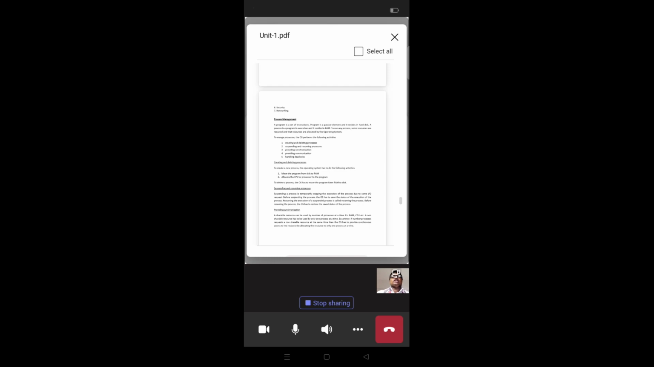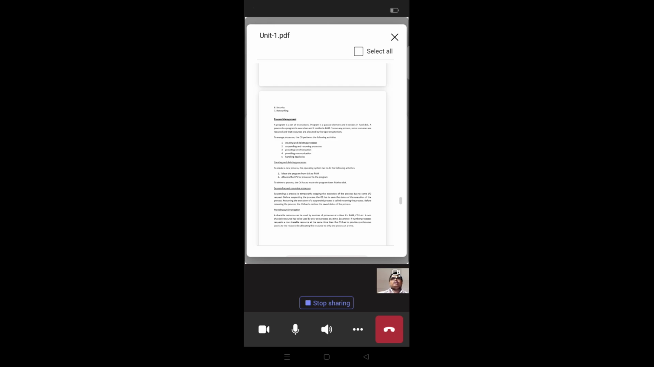To delete a process, the OS has to move the program from RAM to disk. Suspending and resuming the process. Suspending a process is temporarily stopping the execution of the process due to some IO operation request. Because of suspending the process, the OS has to save the status of the execution of the process. Restarting the execution of a suspended process is called resuming the process. Before running the process, the OS has to restore the status of the saved process.